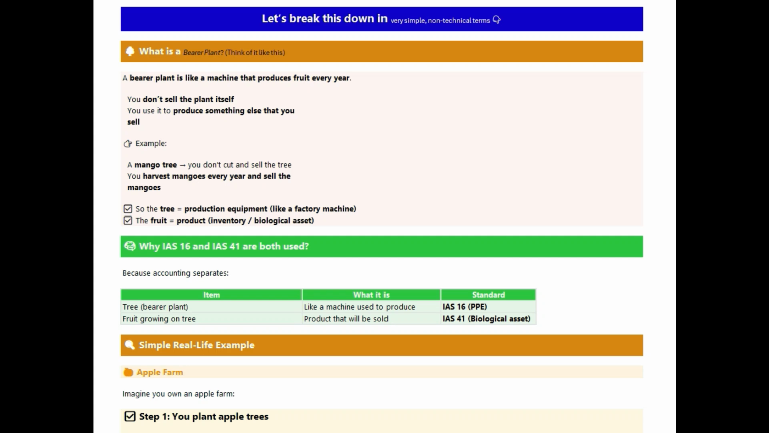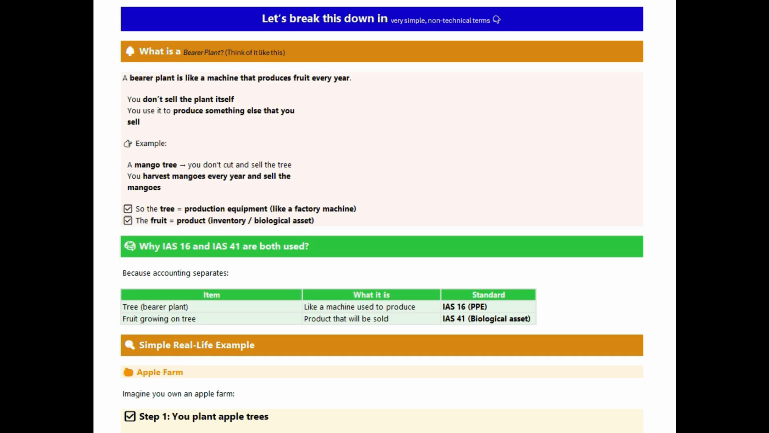What is a bearer plant? Let's break this down in very simple, non-technical terms. A bearer plant is like a machine that produces fruit every year. So you don't sell the plant itself. You use it to produce something else that you sell.